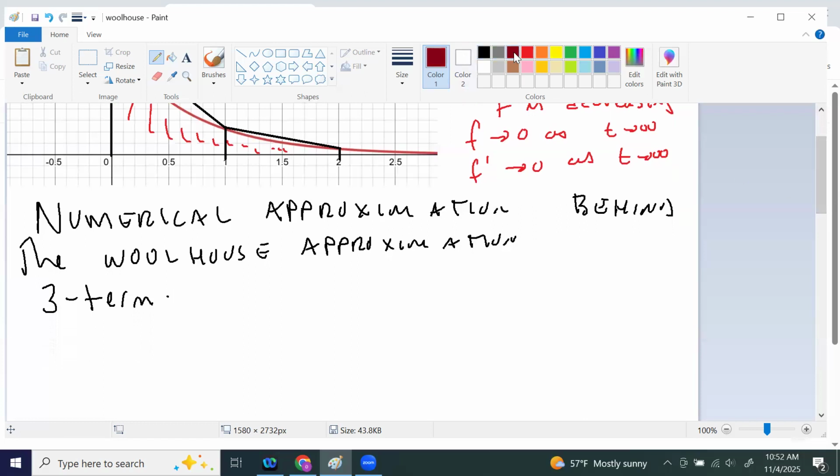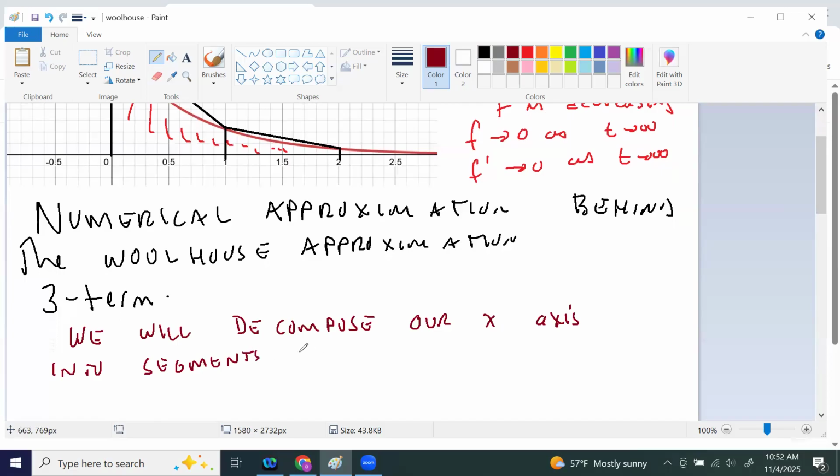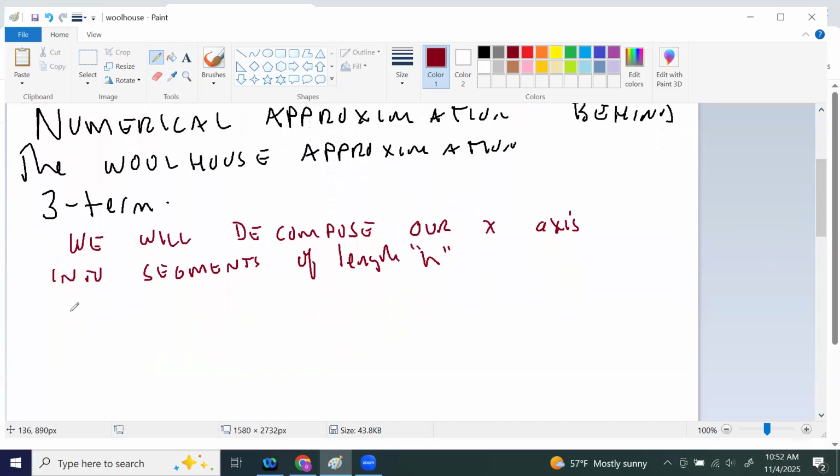First of all, let's look at a finite interval. What we're going to do is decompose our x-axis into segments of length h. The very first thing we will do is approximate this integral here, from 0, going n of these intervals of length h, and we wish to approximate this.